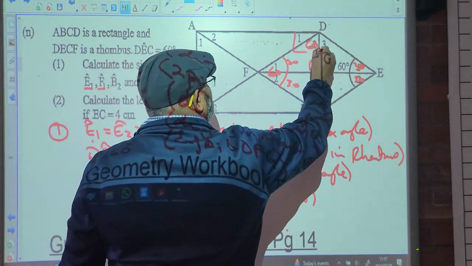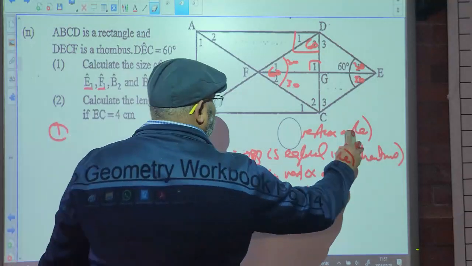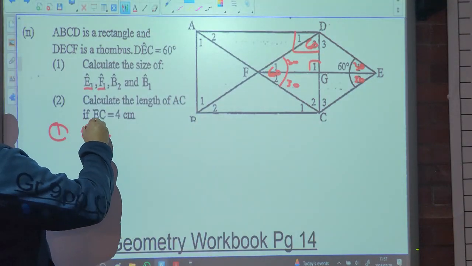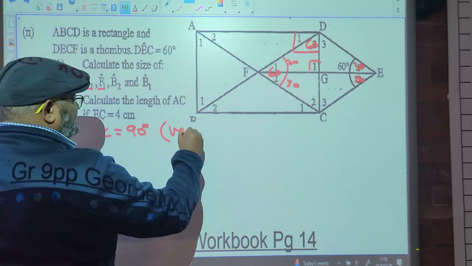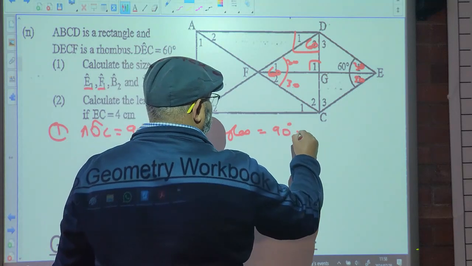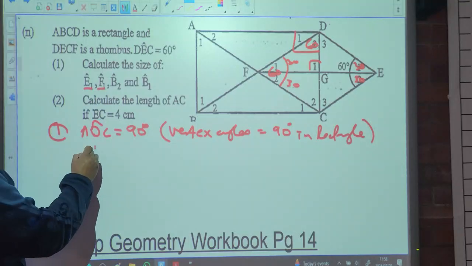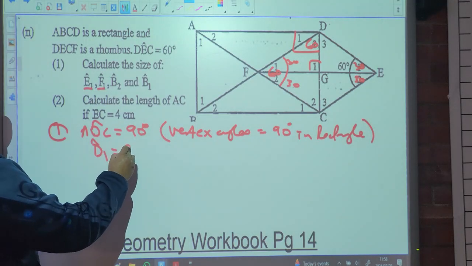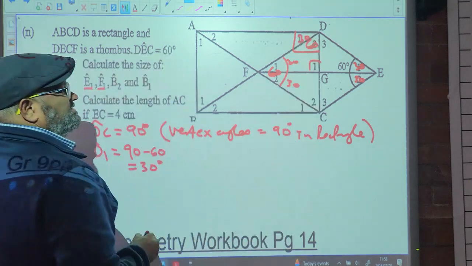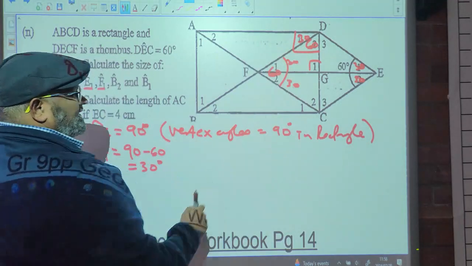Now we're saying that D1 plus D2 is 90. Why is D1 plus D2 90? So ADC is equal to 90. Vertex angles equal 90 in a rectangle. Which makes D1 90 minus 60, which is 30 degrees. Now, we can go with alternate at this stage.